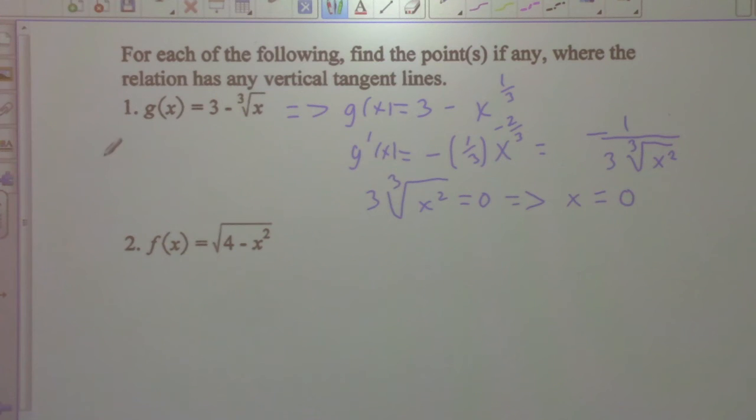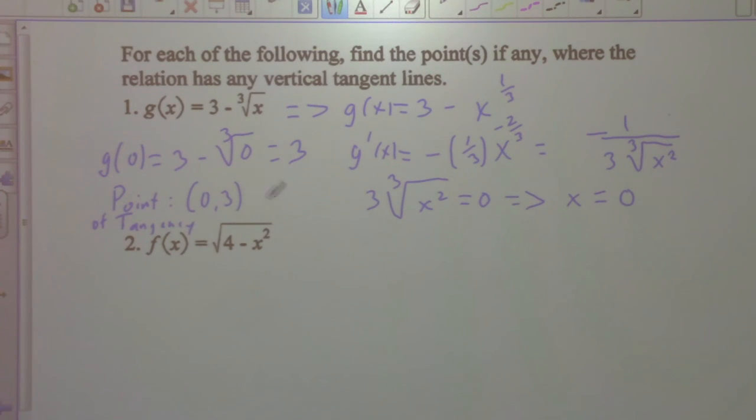So what do we do with our function now? We plug in g of 0 equals 3 minus the cube root of 0, which is 3. So what is our point of tangency? It's going to be (0, 3). So a point of tangency, a vertical tangency.